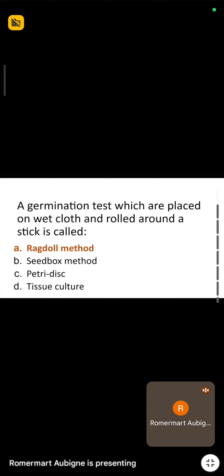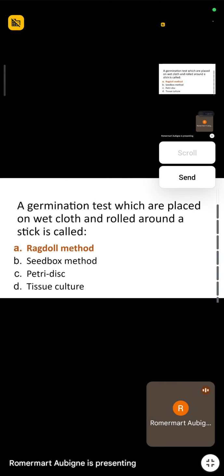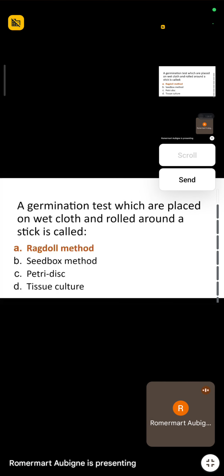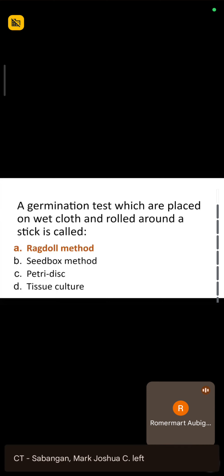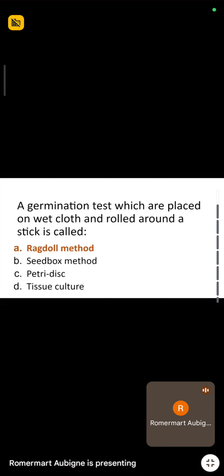Then we use seed box method. Then sa seed box method, pupunla natin yan, same with the proper spacing. Then the Petri dish and the tissue culture. Usually we use Petri dish in the tissue culture. So we culture the part of the plant for asexual reproduction.